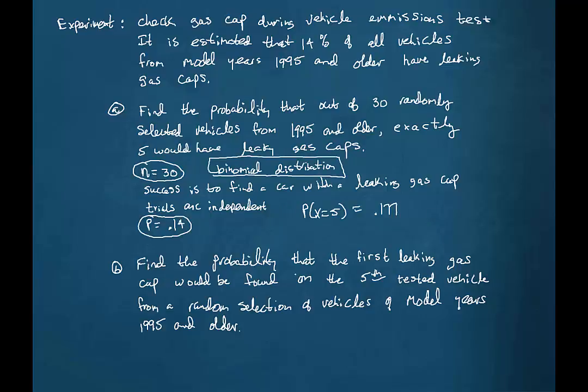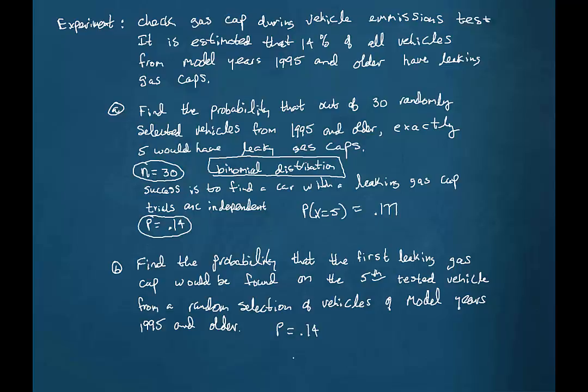Let's look at the next question. Find the probability that the first leaking gas cap would be found on the 5th tested vehicle from a random selection of vehicles of model years 1995 and older. So in this case, we do not have a finite number of trials. All of the other conditions are satisfied. We only have 2 possible outcomes. Either a vehicle has a leaking gas cap or not. The trials are independent, and the probability of a success is consistent from trial to trial. That probability, P, is 0.14.